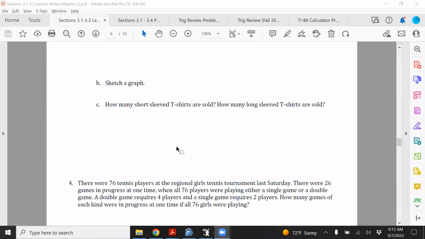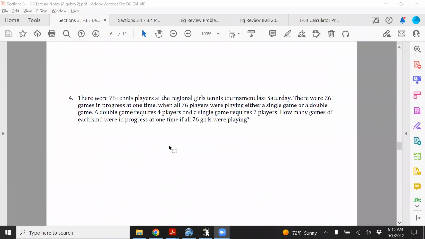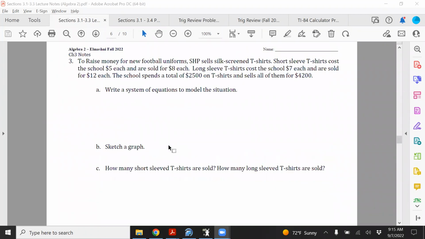Let's look at number 3 and 4. Okay, 3 and 4. What is silk spring t-shirt? I don't know. What is silk spring? I have no idea. I don't make t-shirts, so you're asking the wrong guy.